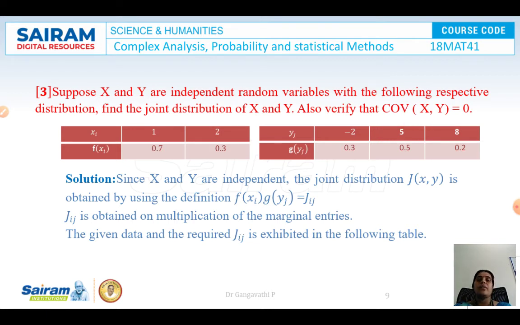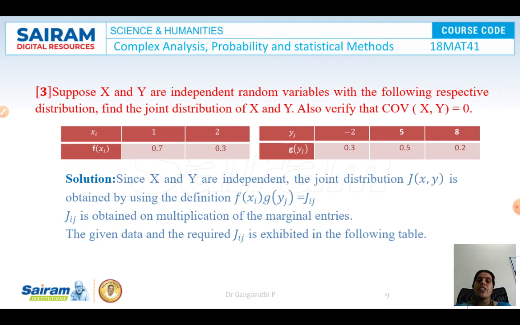So here the question asked is: suppose x and y are independent random variables with the following respective distributions, find the joint distribution of x and y and the covariance. So we have to find them. The marginal distribution of x and the marginal distribution of y have been given. So, solution: let x and y be independent. Independent means f of xi and g of yj should be equal to jij.